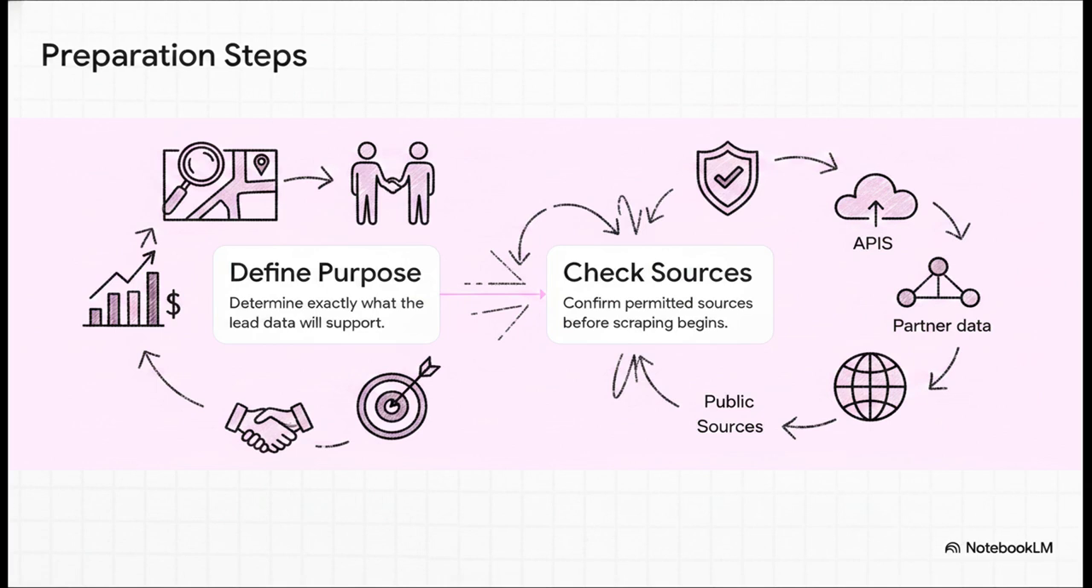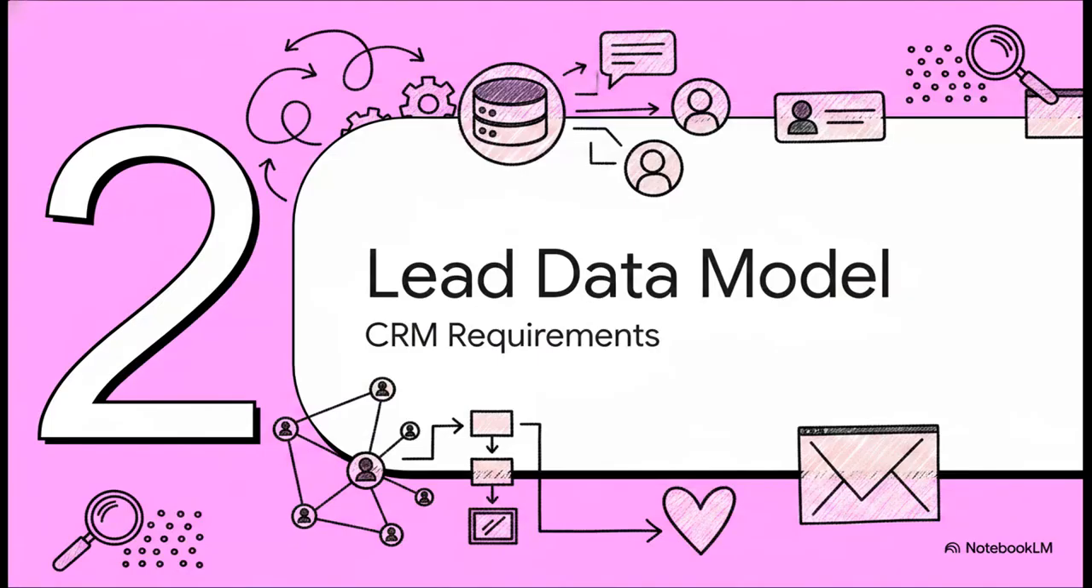And then, step 2, confirm your permitted sources. Before you scrape a single byte of data, you need to verify if a source can actually be used, and under what conditions. As a rule of thumb, you want to stick to approved APIs, owned data, partner data, or public sources where collection is strictly allowed. Moving right along to Section 2, designing the data model.